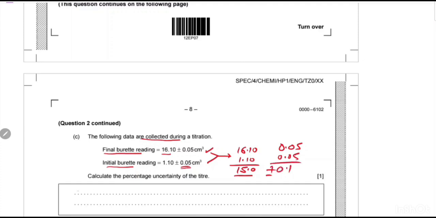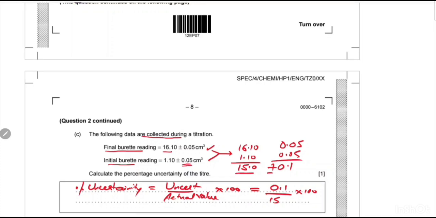The formula for percentage uncertainty is equal to the uncertainty upon actual value into 100. The uncertainty is 0.1, upon actual value 15, into 100. That comes out to be 0.7%. 0.7%, that is the answer.